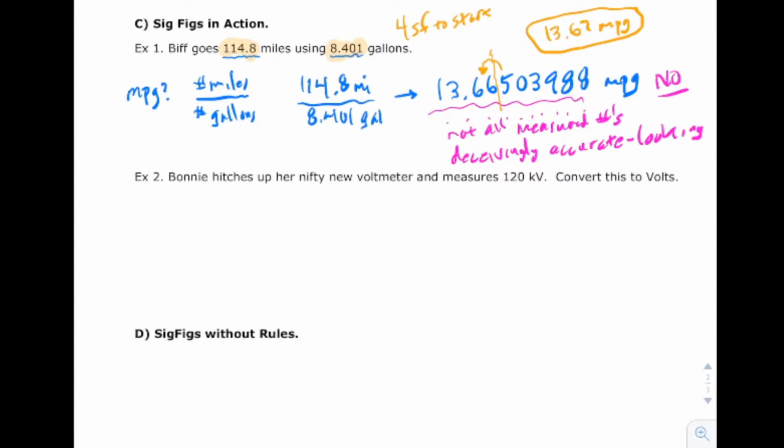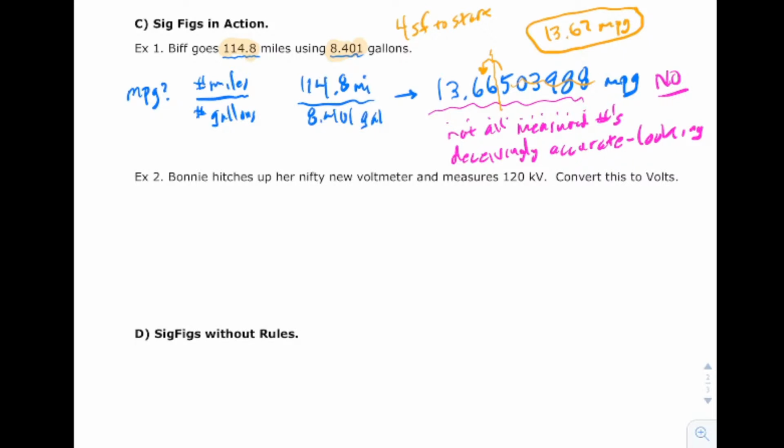Okay? You cannot say the answer is 13.66503988. That's ridiculous. These numbers are actually meaningless. The only way those numbers could be meaningful is if this happened to be 114.800000000 and this was 8.401000000 and you really did measure all those, then you could say the answer was that accurate, but it's not. You had 4 digits to begin, you have 4 digits to end. That's the basic idea.